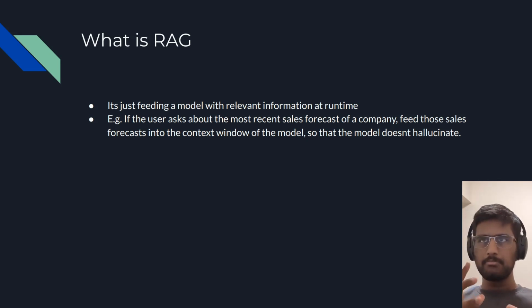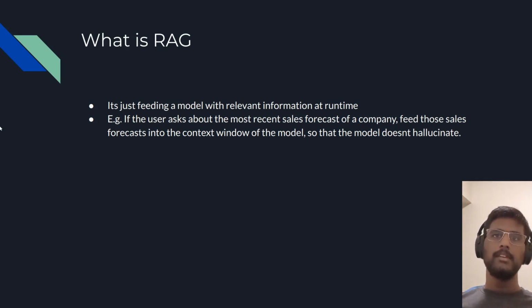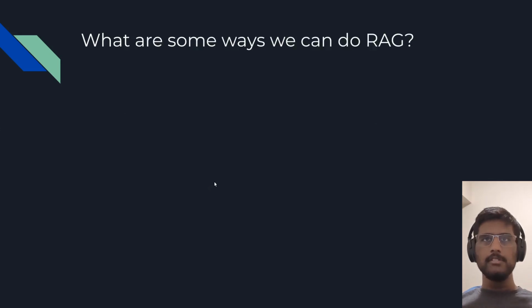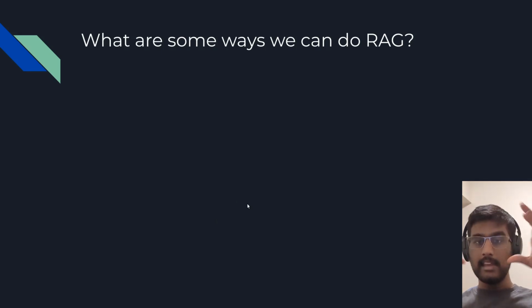Obviously, the difficulty of it changes based on how much data you're trying to feed in. This is because models have finite context windows. You can't just throw everything in there. And so now, first, let's look at some of the ways we can actually do RAG, right? Like how can we actually take this idea of RAG and execute on it in the real world?